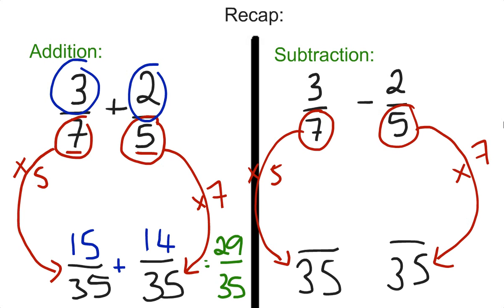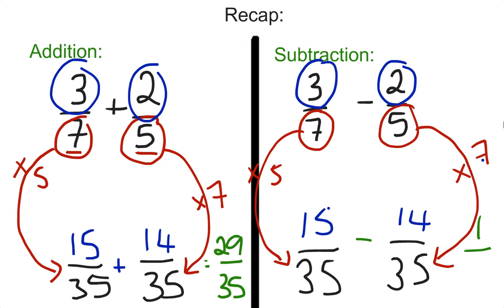Now we're going to look at the numerators, or the number on the top. 3 times 5 is 15, and 2 times 7 is 14. And this time, instead of adding them, we're going to be subtracting them. So our answer is 15 take away 14 is 1 over, and if you've made them the same number, we may as well keep them the same. So it's 1 over 35. Nice and easy. Now we're going to go on to multiplication.